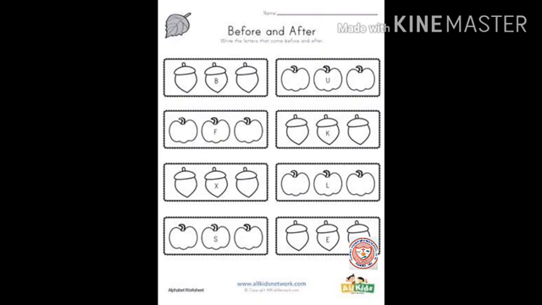Okay, this is a worksheet where we can play a game, and you have to tell me what is the before and after of this alphabet. So first you can see a picture of a fruit with B written inside. So what comes before B? A. And what comes after B? C.